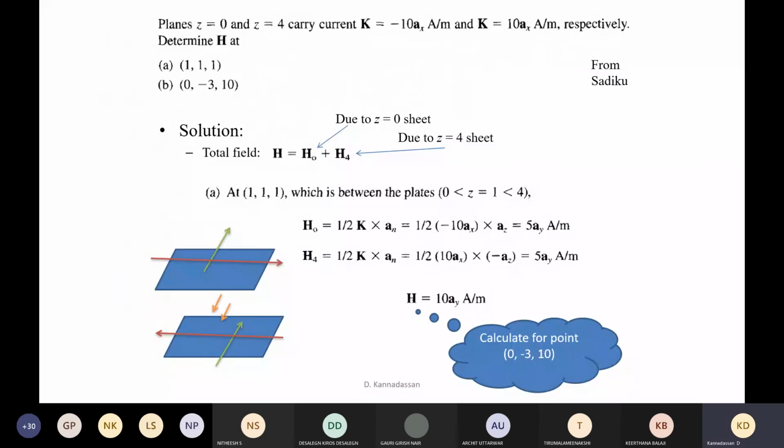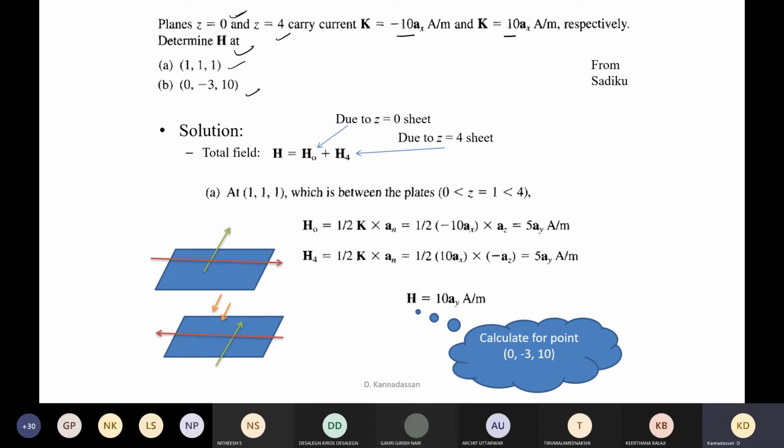Here is a very simple problem. Take two infinite sheets. One is placed at z equal to 0, another at z equal to 4, and they are carrying opposite currents: minus 10 amps per meter, and the other 10 amps per meter, along the same x-axis itself but in the opposite direction. Then we have to calculate the magnetic field at these two points.